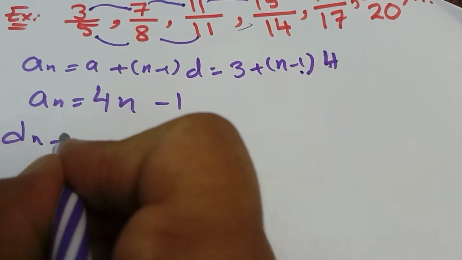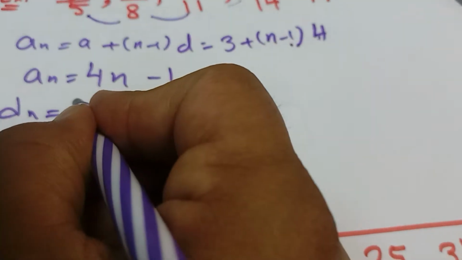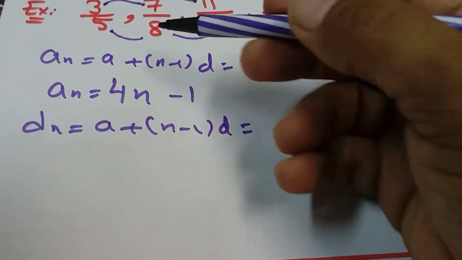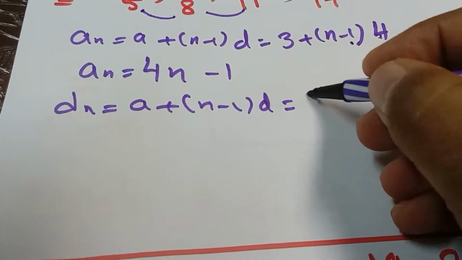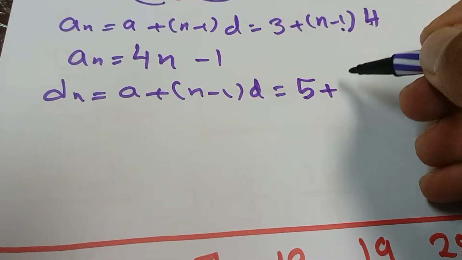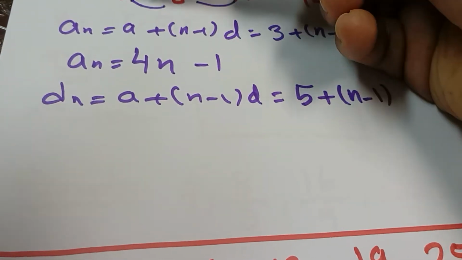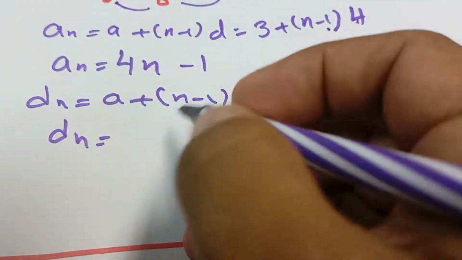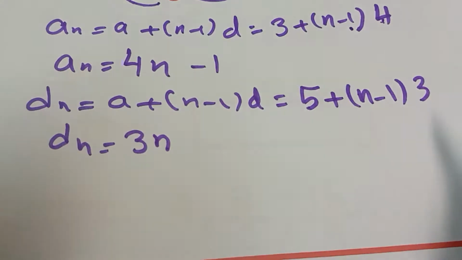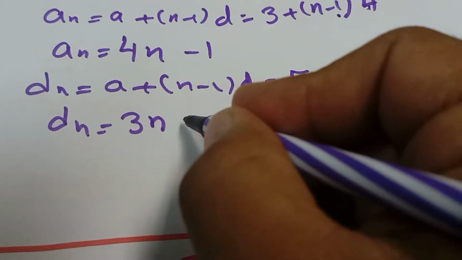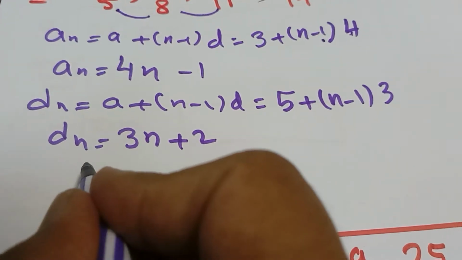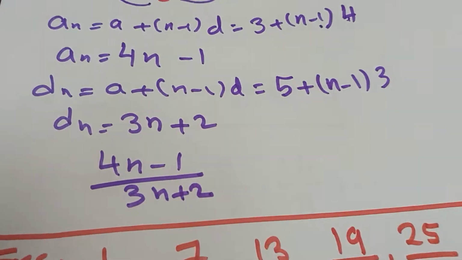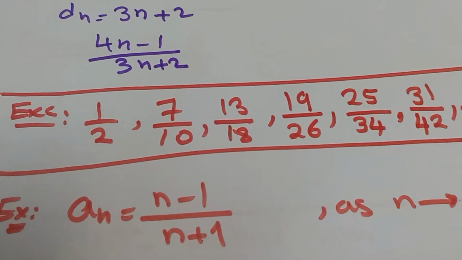You can call it the n if you wish. Then for the denominator, again let's say a plus n minus 1 times d, but a here is 5, so that's 5 plus n minus 1 times d. The difference is always 3 here, so that's 3. So dn equals 3 times n minus 3 plus 5, that's 3n plus 2. So the whole thing here is just 4n minus 1 over 3n plus 2. Okay, you may try this exercise.